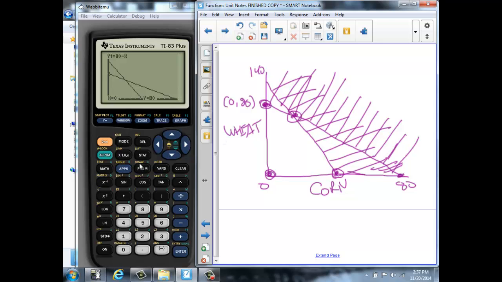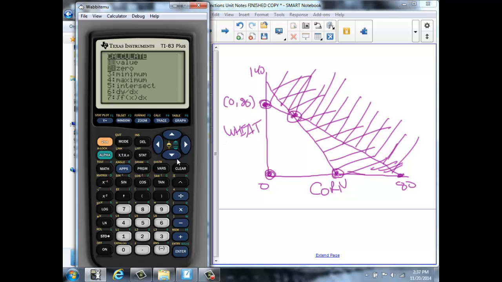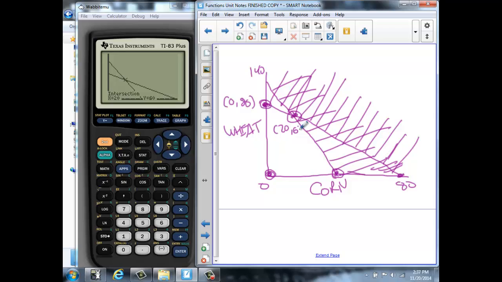Okay. To find this guy right here in the middle, you've got to intersect them. So second calculate, intersect. And then this one is 20 and 60. So you could plant 20 wheat, 60 corn.